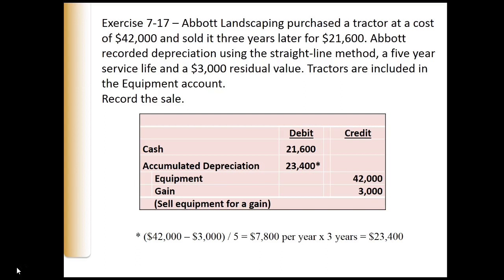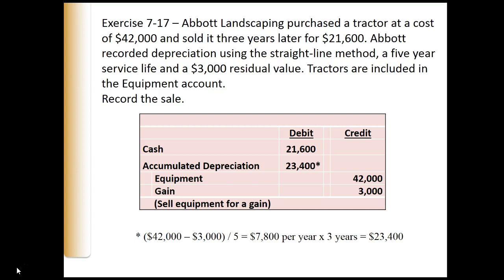Here's exercise 717. Abbott Landscaping purchased a tractor at a cost of $42,000 and sold it 3 years later for $21,600. Abbott recorded depreciation using the straight line method with a 5-year service life and a $3,000 residual value. Tractors are included in the equipment account. Record the sale. So we would zero out the equipment account. Since equipment has a normal debit balance, we will zero it out by crediting equipment of $42,000.